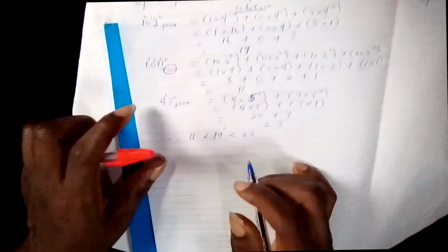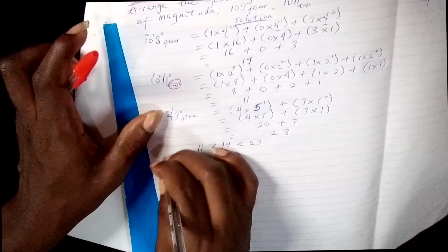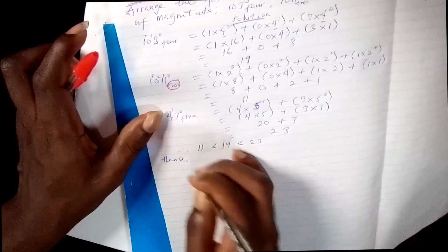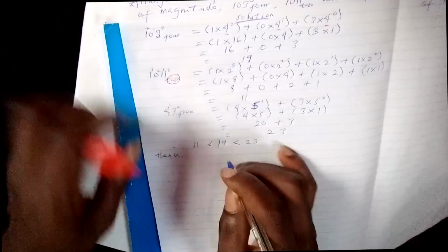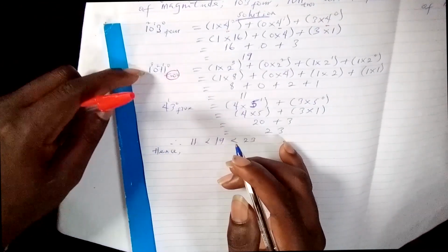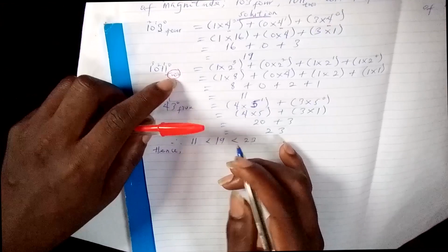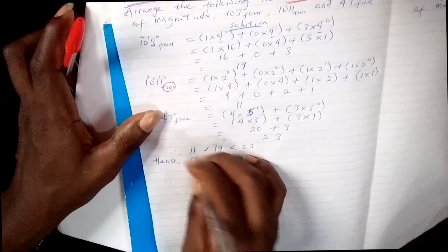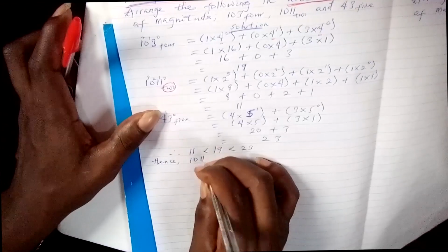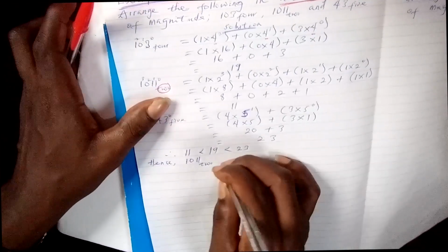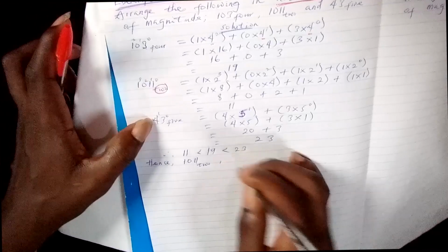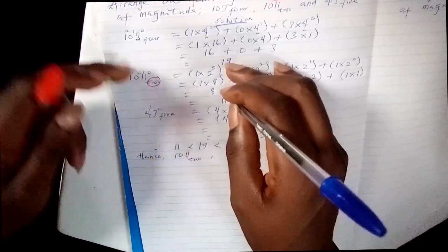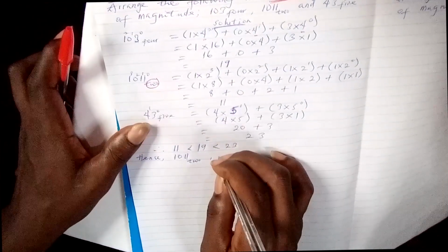And the final conclusion goes like, hence, the 11 here is equivalent to 1011 base 2. So we can say hence 1011 base 2, comma. Then 19 is equivalent to 103 base 4.